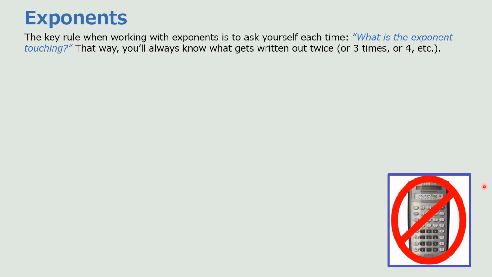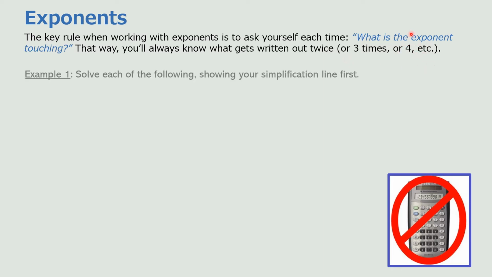So for exponents, the key rule when you're working with exponents is to ask yourself each time, what is the exponent touching? That way you'll always know what gets written out twice if the exponent were a 2, or 3 times or 4 times if the exponent were a 4.